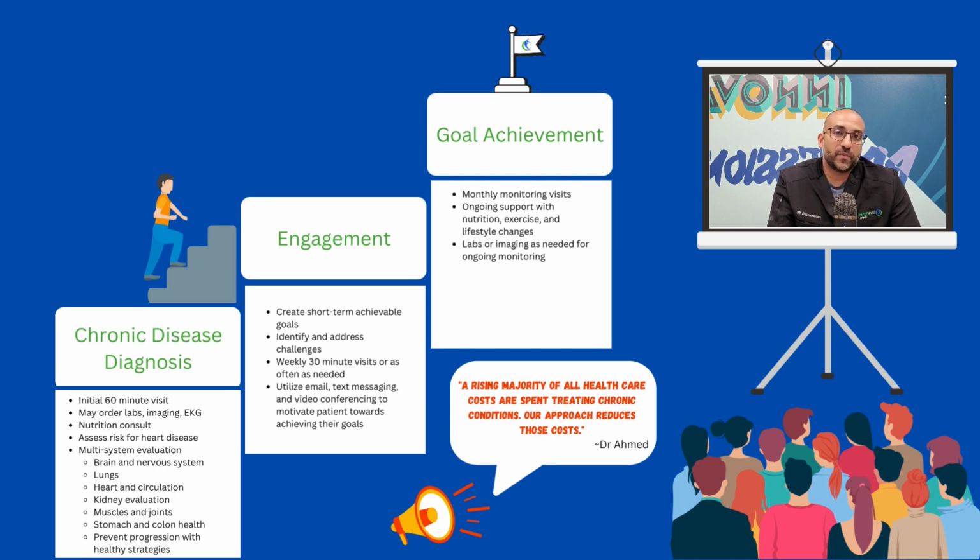And then finally, goal achievement. Once you do achieve your goals, it doesn't stop there, right? Once you get your A1C controlled and get your heart disease stabilized or post-stroke care, then the focus becomes prevention of the next stroke, or how to get some organs to heal themselves, things like that. So we do monthly monitoring visits, ongoing support with nutrition, exercise, lifestyle changes. There might be follow-up labs.